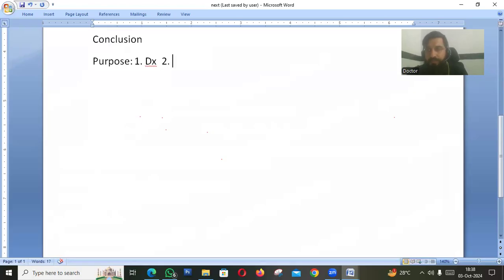And number two, what we want from the reader to do for this patient, okay? So we need to write these two. It's very easy to write a purpose, okay? Number one, what is the main issue of this patient? And what you want from the reader, where you are writing this letter to.